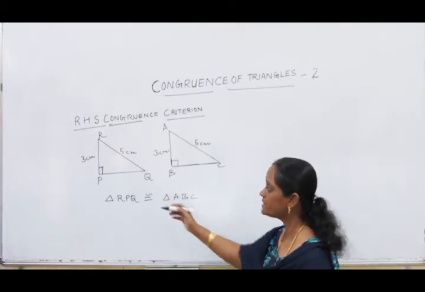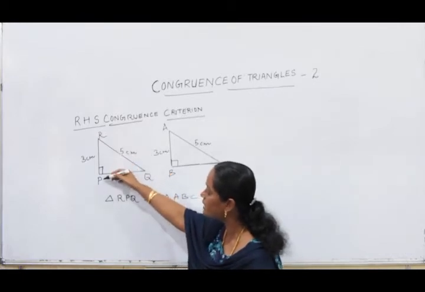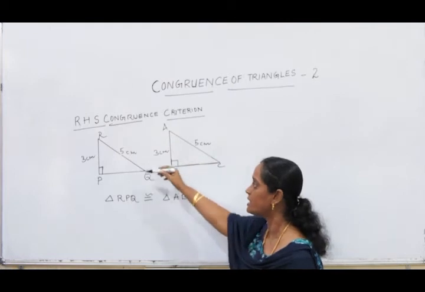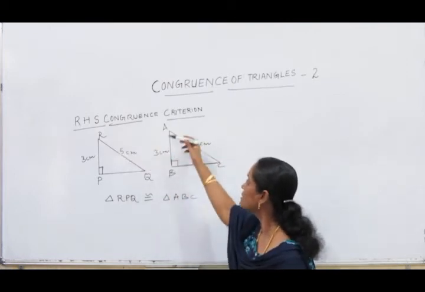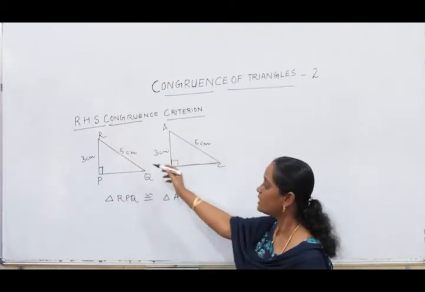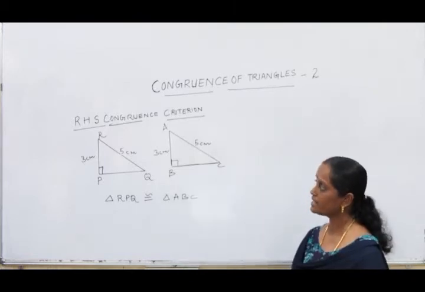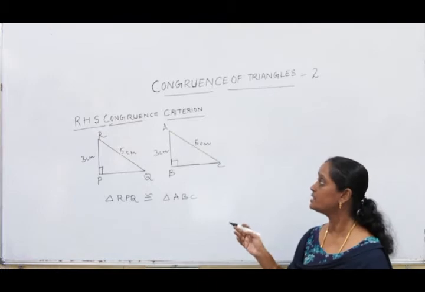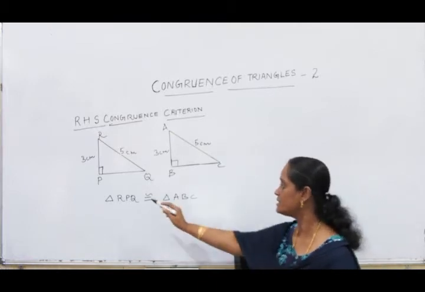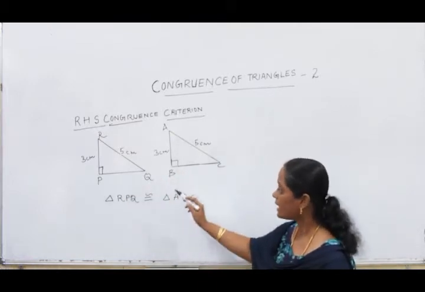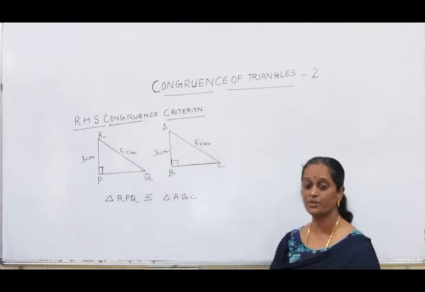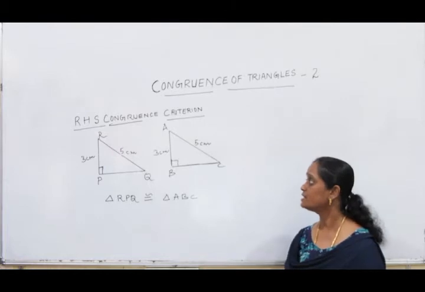Next, two of its sides: one of the sides, PR or RP, is 3 cm, and here AB is 3 cm. And the hypotenuse RQ is equal to AC here. Both are 5 centimeters. So we can say that these two triangles are congruent by the RHS congruence criterion. That is, the right angle is equal, and one of the sides and the hypotenuse are equal. So it is the right angle, hypotenuse, side congruence criterion.